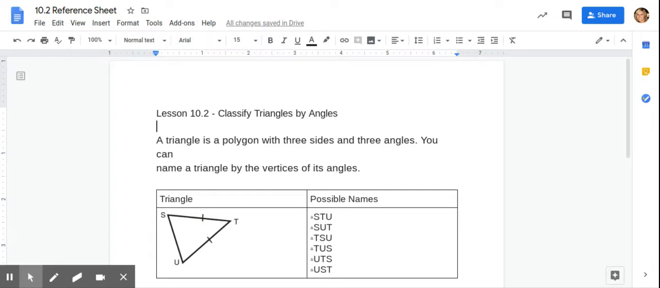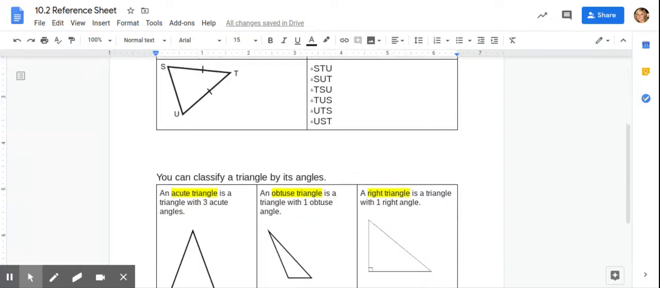Now, the possible names for this triangle, and if you look, it's tiny, but those are triangle symbols. So how you would write it would be a triangle, and then you could name it triangle SUT. You could name it triangle STU. You can name it triangle TSU or TUS or triangle UTS or triangle UST. So it doesn't really matter which order it is when you're labeling a triangle.